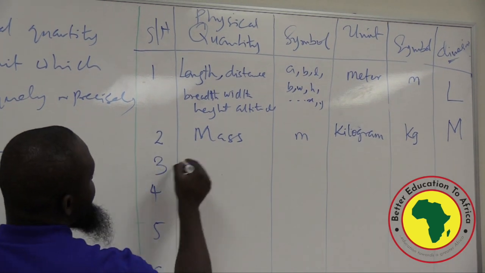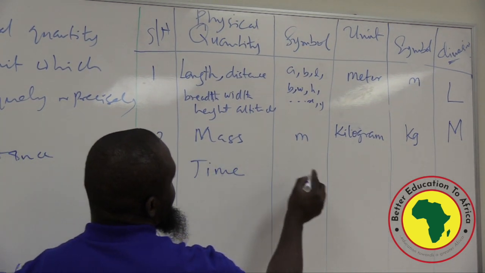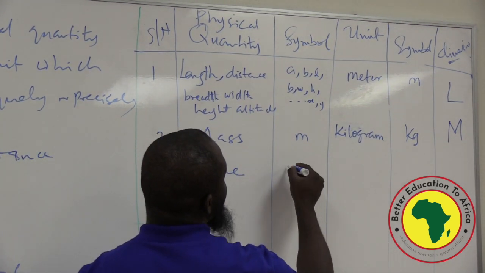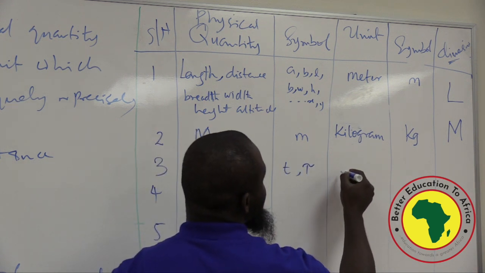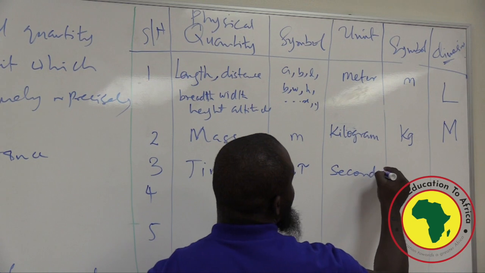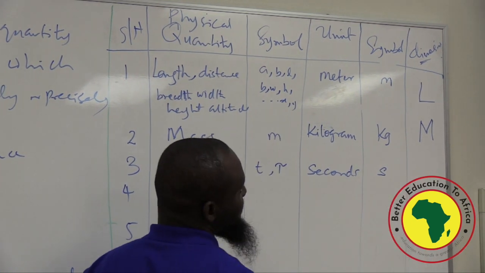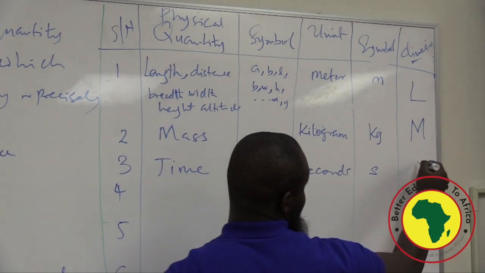Then, number 3, we have time. The symbol of time is small t. Some people use the tau. The unit is seconds, and the symbol of the unit is small s. And the dimension is capital T.